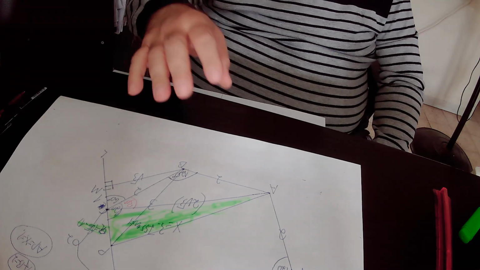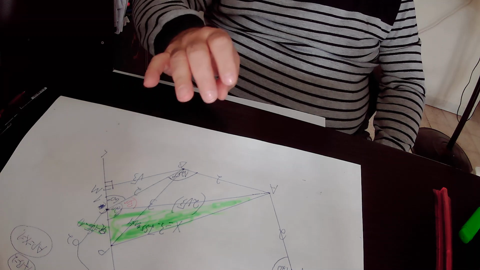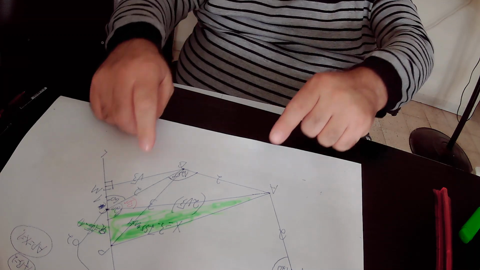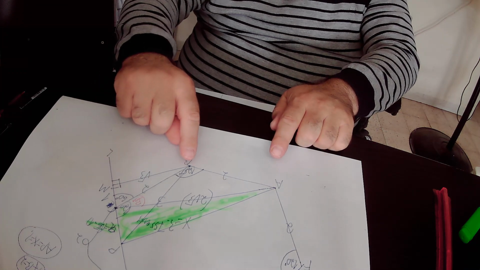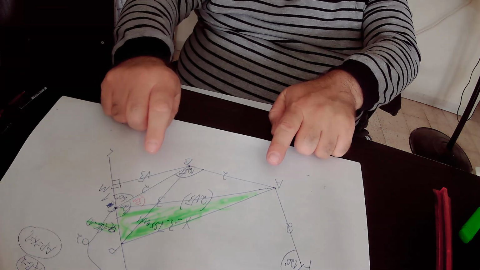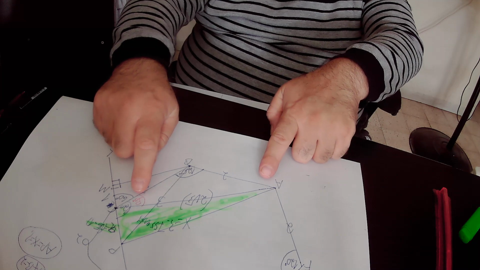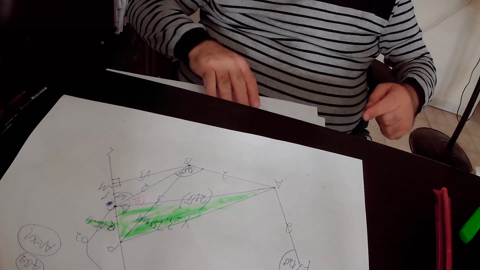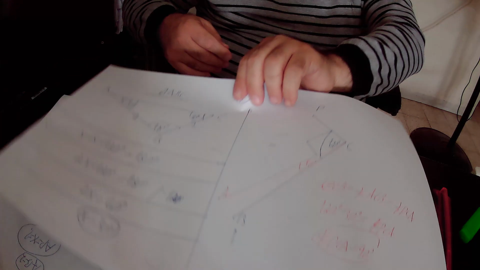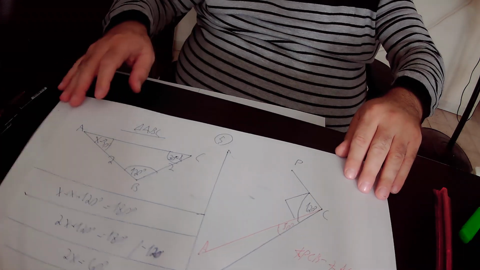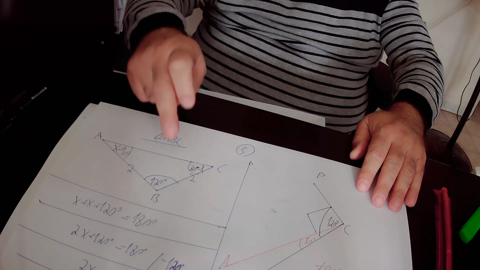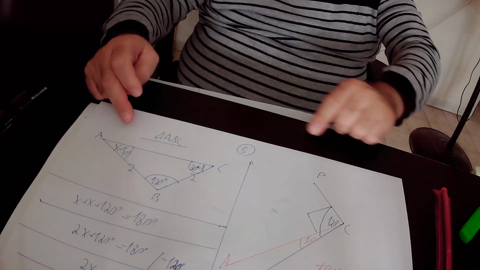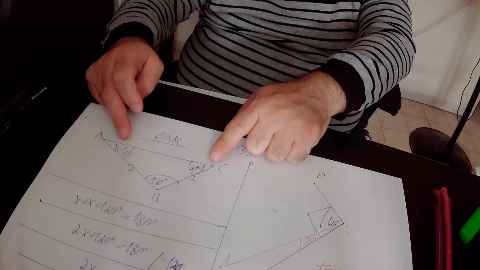Then I copied triangle ABC onto a new page again in order to find out the sizes of those two angles. We know that this angle ABC equals 120 degrees, and we have to find out also the sizes of those two angles. So this is triangle ABC, side AB equals side BC equals 2 units, this angle equals 120 degrees, and we have to find the sizes of those two angles.